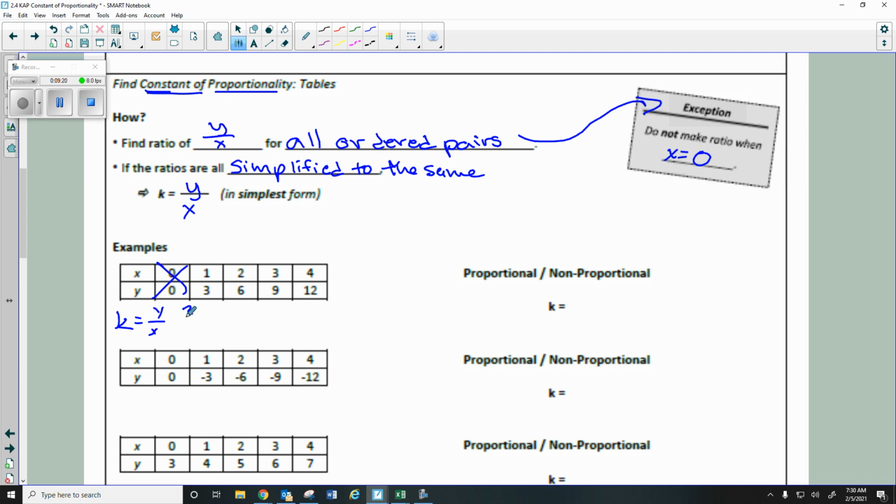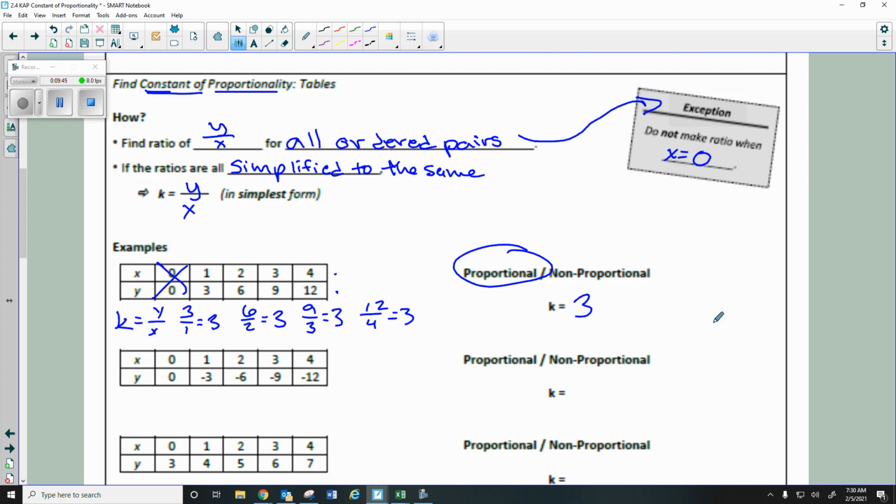I'm going to put 3 over 1. That simplifies to 3. I want to do this for all points. So 6 over 2, that simplifies to 3. 9 over 3, again, I'm putting y over x. That's 3. And bam, 3 again. So because it always simplified to the same thing, that is proportional, and k is going to be 3.